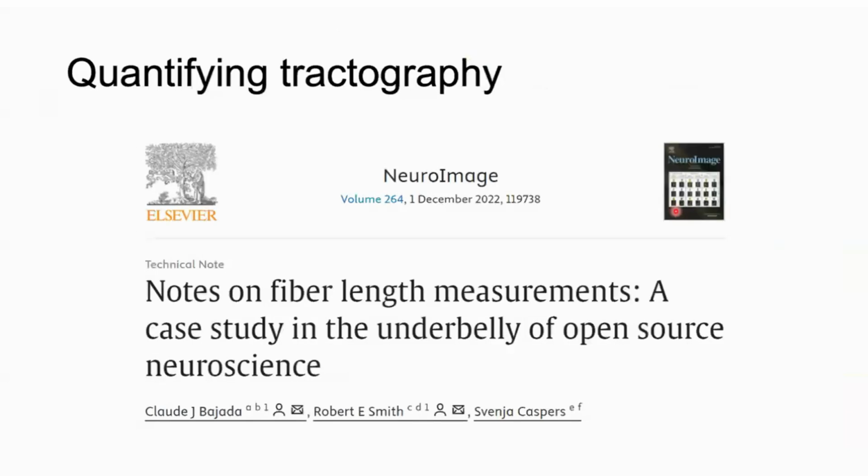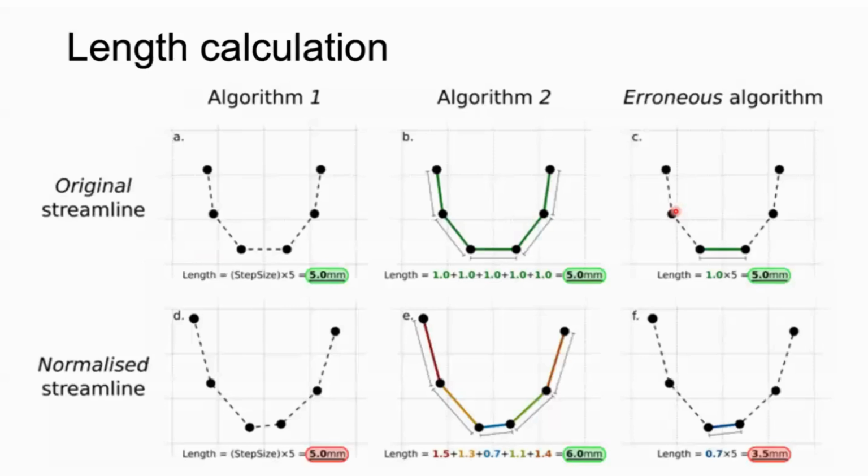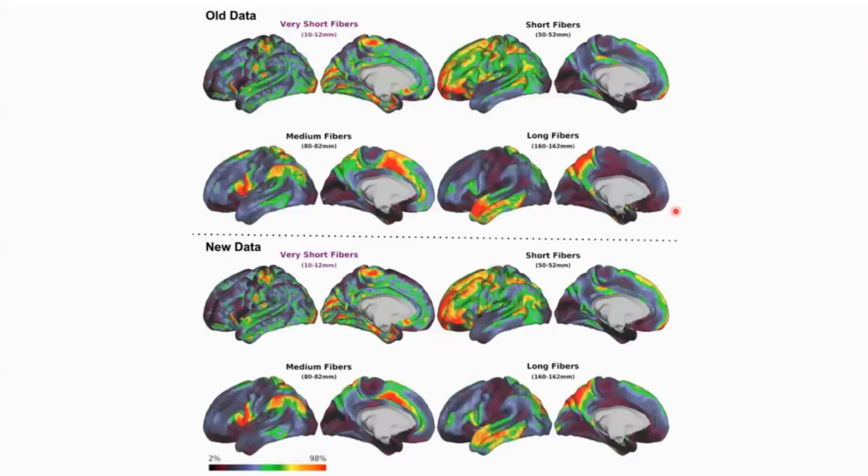What this paper articulates is open software and open forums and discussions. That's where they unearthed this miscalculation. I just wanted to point out that quantifying tractography details matter a lot.